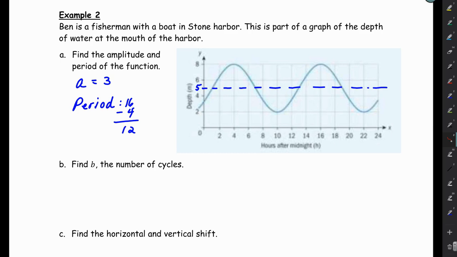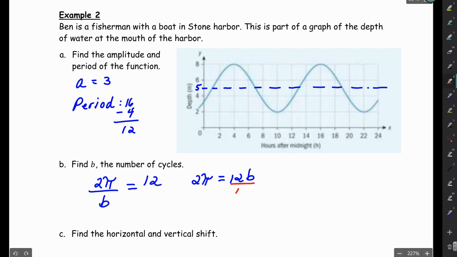All right. Find B, the number of cycles. Well, we know that our period is equal to 12. And in this case, we're looking at a cosine graph. The period of cosine is 2 pi over b. We know the period's equal to 12. So we're going to cross multiply. So we're going to get 2 pi equals 12b. Divide both sides by 12. And we're going to get 2 pi over 12 equals b. And if we simplify that further, we're going to get pi over 6 equals b.